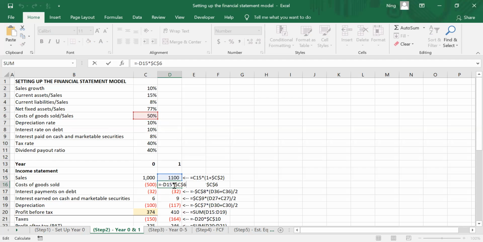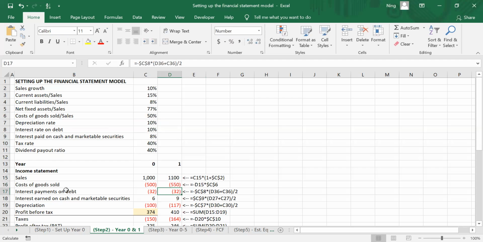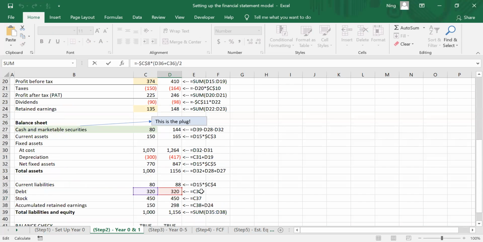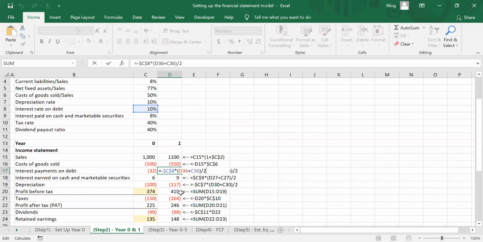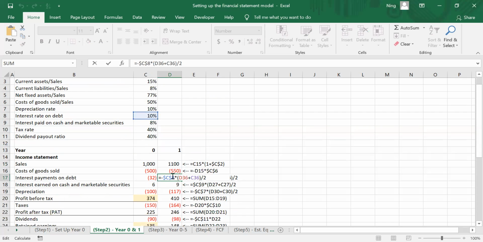Interest payments on debt is an external variable because it depends on the external interest rate. Use the interest rate on debt times the amount of debt we have, and you have the interest payment on debt. In order to make the forecast value smoother, I average out the debt from year 0 and year 1, in order to have this forecast value smoother as compared to the previous year's interest payments on debt.